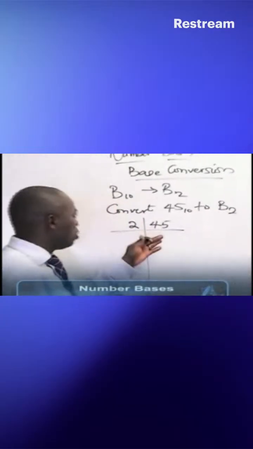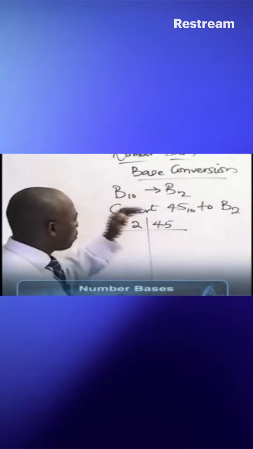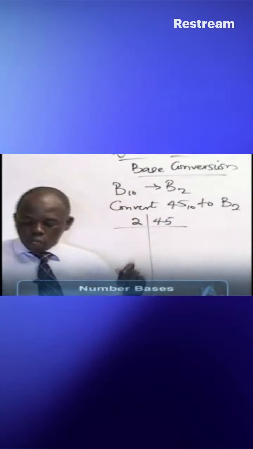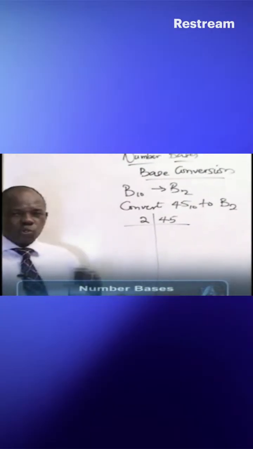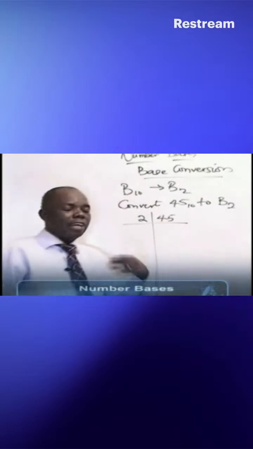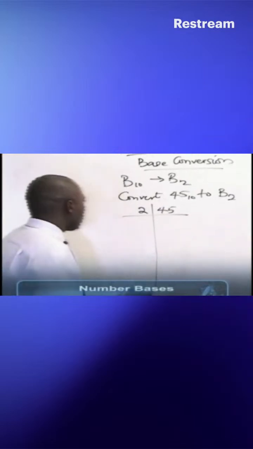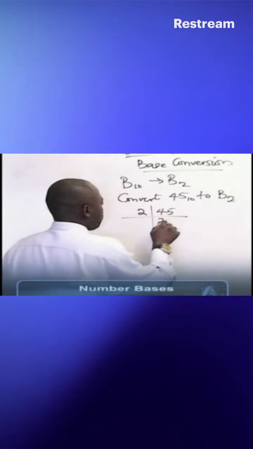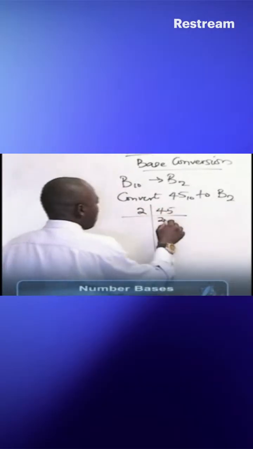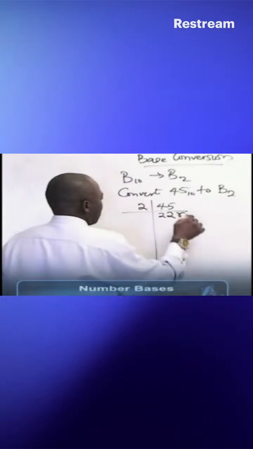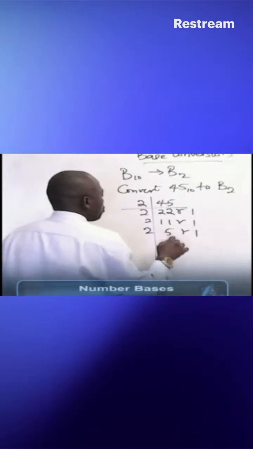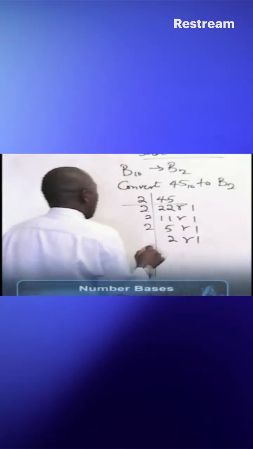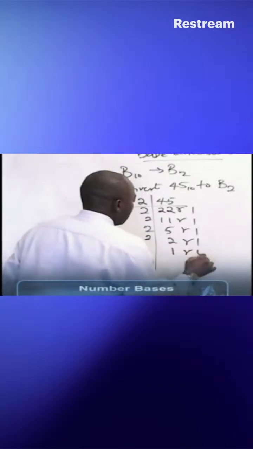Then you use 2 to divide 45 consecutively until you get to the last number where 2 cannot go, where it is not divisible by 2. So 2 in 4, you have 2. 2 in 5, you have 2 again, remainder 1. 2 in 22, you have 11, remainder 0. 2 in 11, you have 5, remainder 1. 2 in 5, you have 2, remainder 1. And then 2 in 2, you have 1, remainder 0.